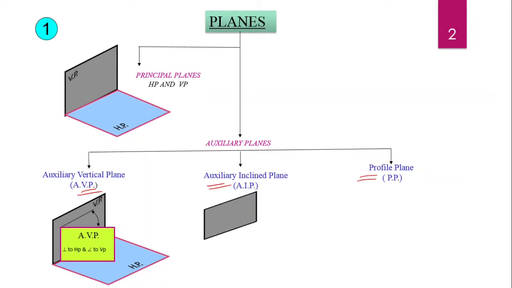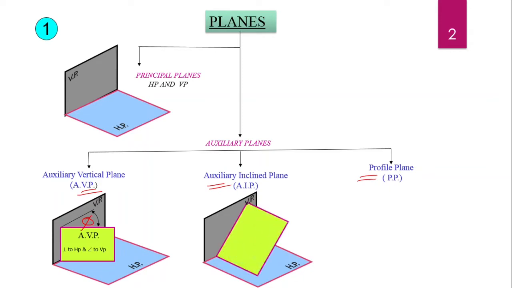with VP. Here this inclination is equal to 5 degree. And auxiliary inclined plane is a plane which is perpendicular to VP but inclined to HP. That inclination is represented by angle theta. Inclined theta degree with HP.